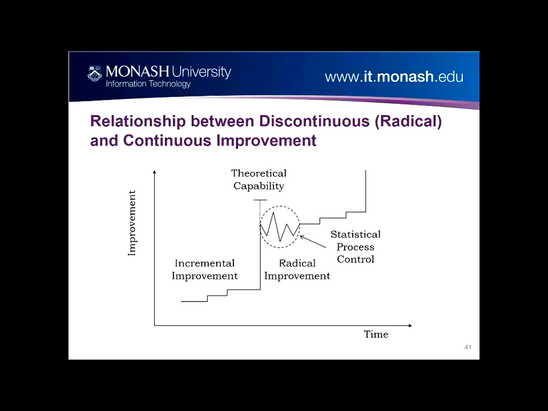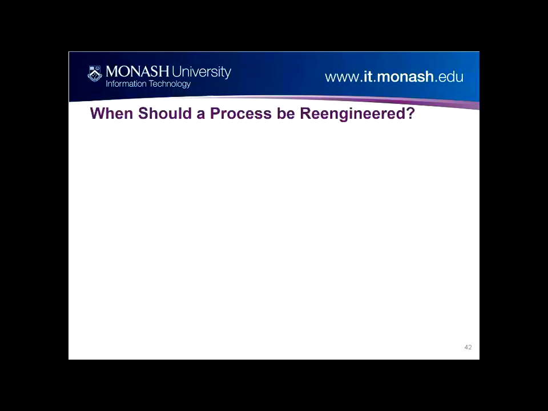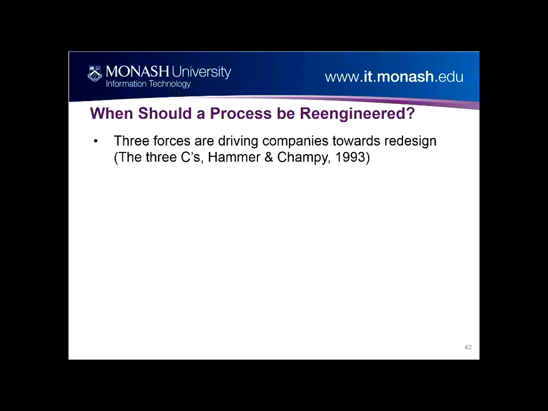So you look at the radical improvement, this is the same chart as what we have seen last week, okay? Same thing, okay? Continuous improvement, incremental improvement, and suddenly you have a radical improvement because you do the re-engineering of your process. When should a process be re-engineered, okay? Because you don't achieve the kind of improvement, okay?